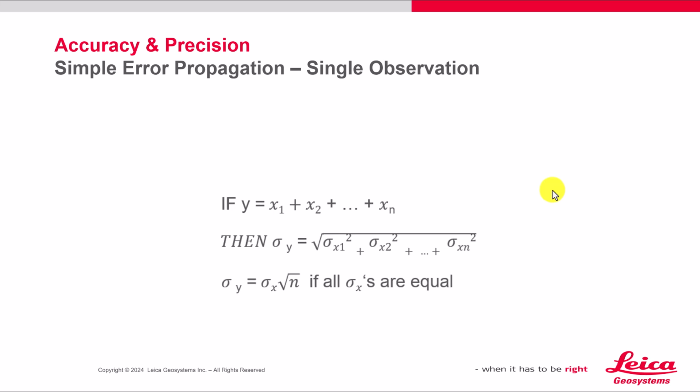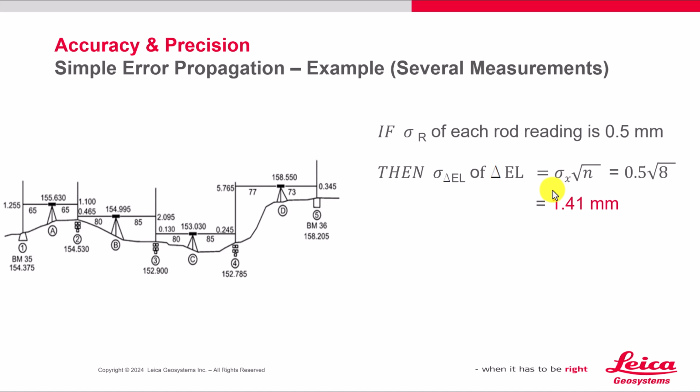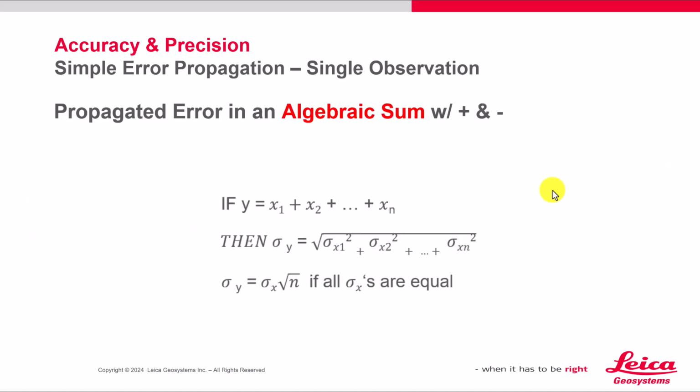Let's deal with simple error propagation of a single observation. So this is sort of an algebraic sum. What you do to sum that is: the standard deviation of y equals the square root of sigma squared plus the sigma squared of all the single observations. If all the error is the same, then it's just sigma times the square root of n.